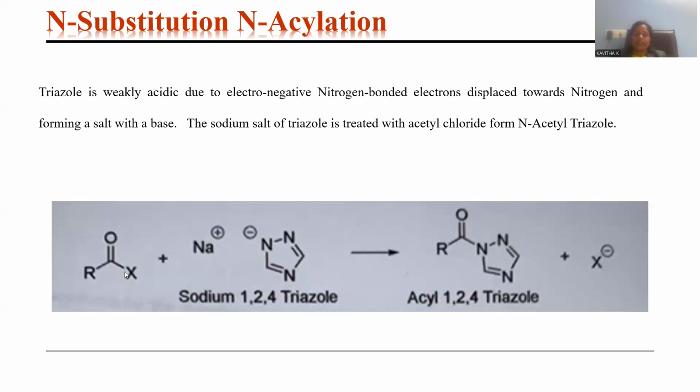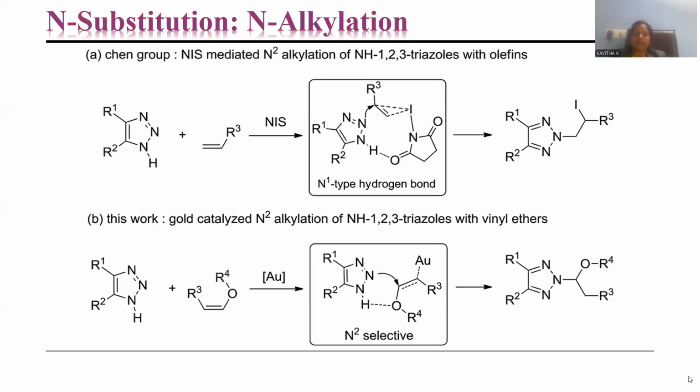So that will be treated with this acid chloride. Acid chloride is working as an acylating agent, so acylation is accomplished, and acyl 1,2,4-triazole is the product expected by N substitution. And in a similar manner, N-alkylation is also possible. In order to operate N-alkylation, this vinyl olefinic compound is to be operated over.